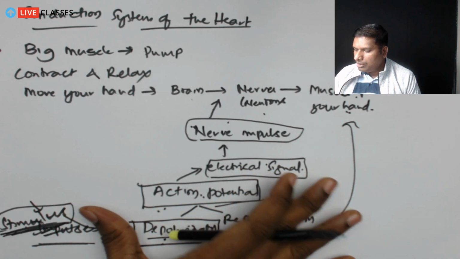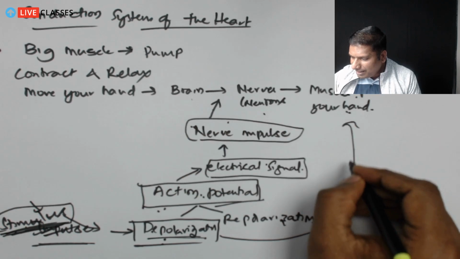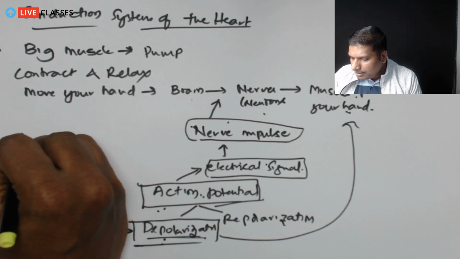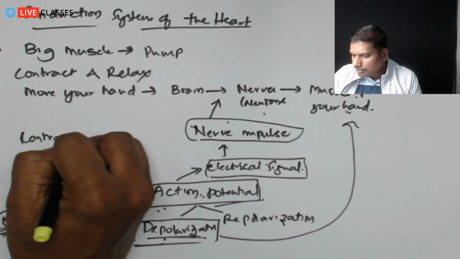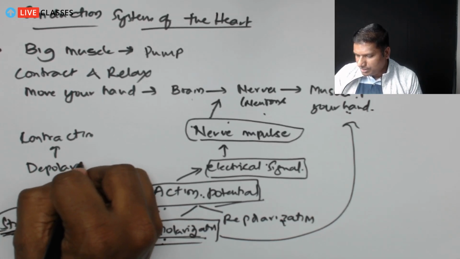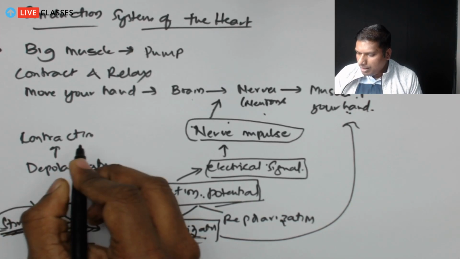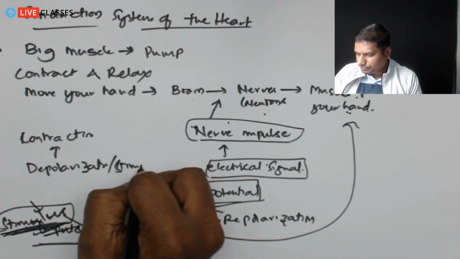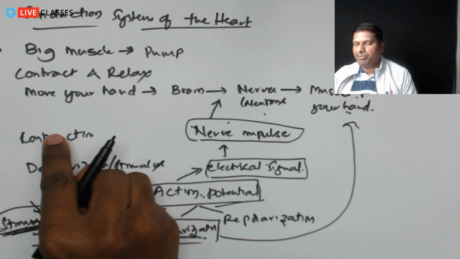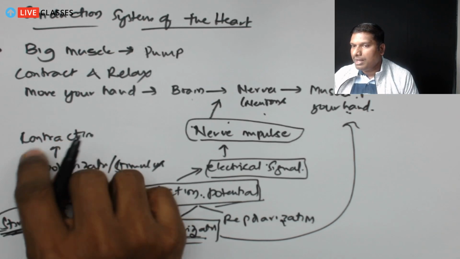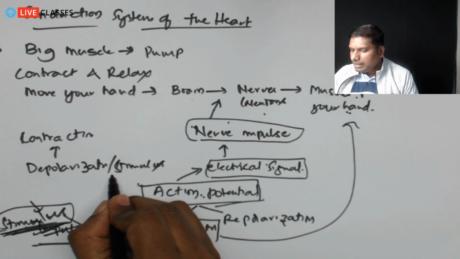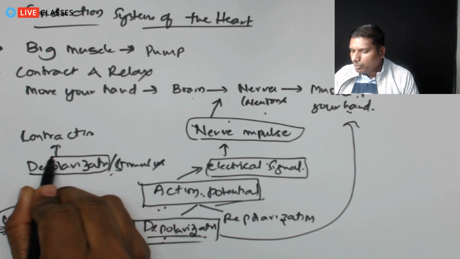So even if you haven't understood any of this, just understand this: for every contraction, you need depolarization, or stimulus. Stimulus will cause depolarization, and depolarization will cause contraction. Your heart is something which is contracting and relaxing constantly. That means it needs constant depolarization.